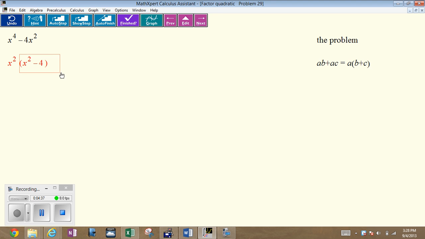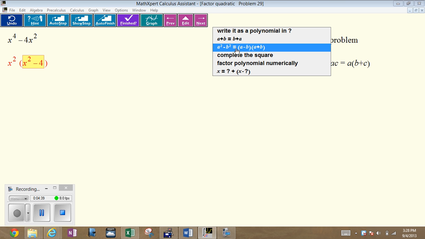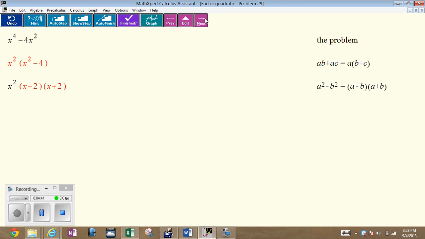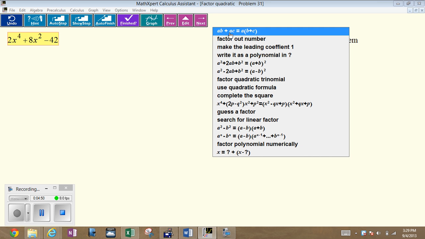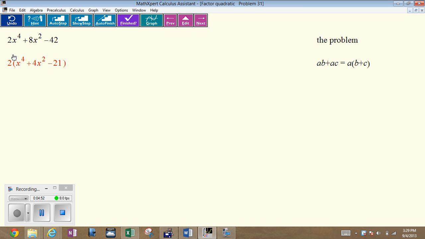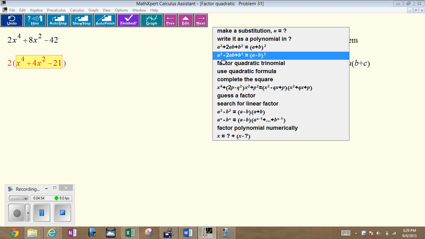Then we're going to identify the difference of squares right there, a squared minus b squared. Got it, okay? All right. The fact that this is x to the 4th and x squared, what's that mean? Well, first off, we got a 2 that we could pull out. And then this is going to factor with an x squared term and an x squared term, okay?